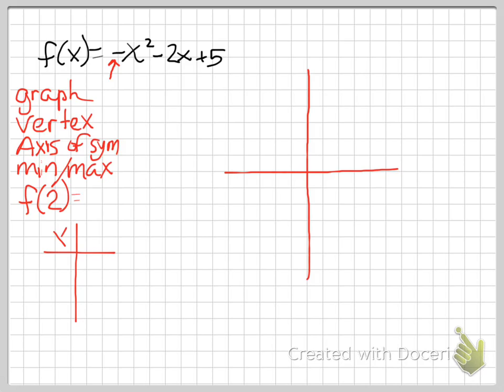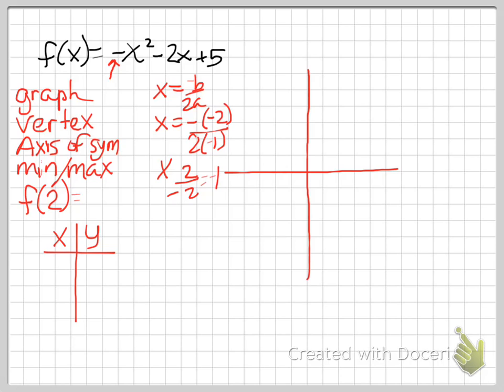Okay, so I'm going to make an x and a y value. I'm going to first find my vertex, which I know is x equals -b over 2a. So x equals -2 over 2 times -1. And that's going to be a +2 over -2, which is a -1. So I'm going to go ahead and erase all this. So my vertex, my x is -1.